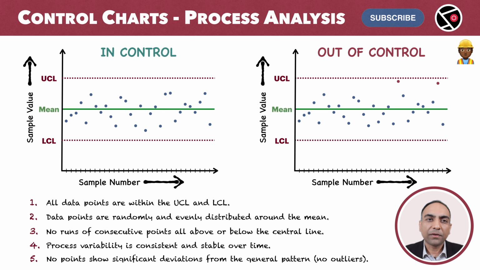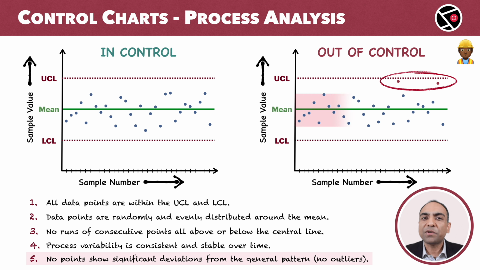The last condition. No points show significant deviations from the general pattern. No outliers. Outliers are data points that are significantly different from other observations or data points. All is good with the control chart on the left. But over here, these two data points are quite different from others. These are the outliers. Outliers are not good, and we have a problem here. The process needs to be analyzed to identify the root cause for these outliers.